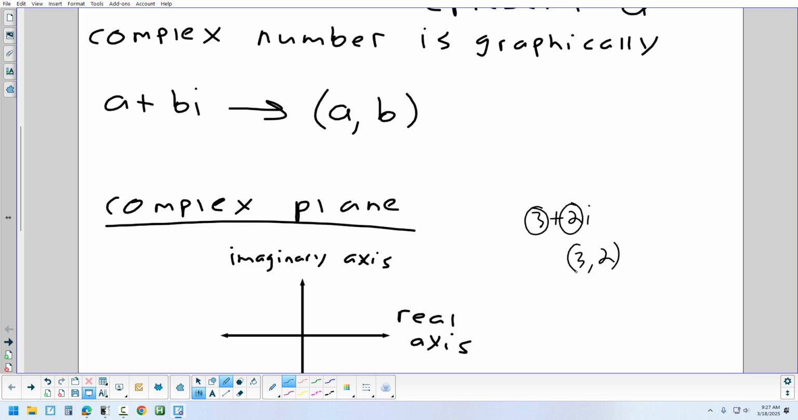So it has a real part of 3 and an imaginary part of 2. That is where the complex point 3 plus 2i would be. 3 to the right on the real axis, 2 up on the imaginary axis. You cannot switch the real and imaginary axis. The real has to be horizontal, imaginary has to be vertical. Positive and negative works the same way you're used to. Positive is right and up, negative is left and down.